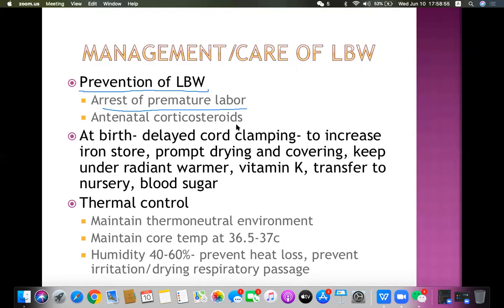Now, why do we give them? They will help the maturation of surfactant in the newborn. By the time the newborn is born, he will be born with a good amount of surfactant. And that will really help to fight against the respiratory distress syndrome of prematurity. These are very, very important points.